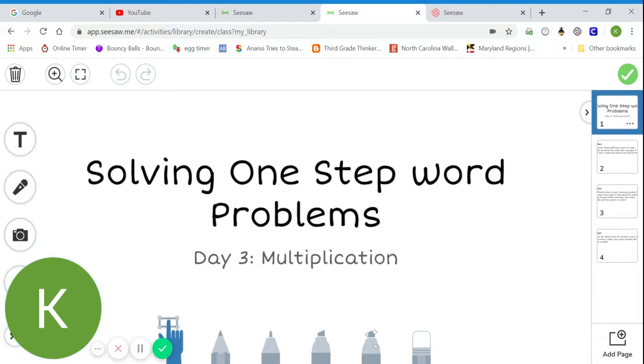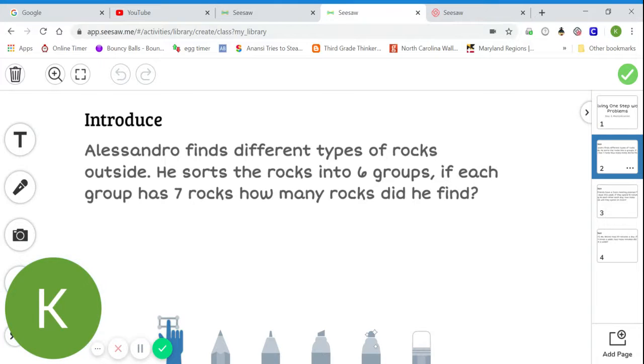Morning, everybody. Today we're going to be focusing on solving one-step word problems, focusing on multiplication. I hope you did well when it came to your finding unknowns. Today it's kind of like we're finding unknowns, but we have to figure out what number we're trying to solve for. Let's start with an example.